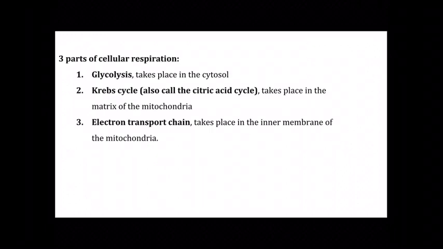The second step is the Krebs cycle. The Krebs cycle only happens if there is oxygen around, and it takes place in the matrix of the mitochondria. So the products of glycolysis are going to enter the mitochondria, and inside the mitochondria, the Krebs cycle will happen. Then the products of the Krebs cycle, still there in the mitochondria, will enter into the third part, which is the electron transport chain. The electron transport chain also takes place inside the mitochondria.